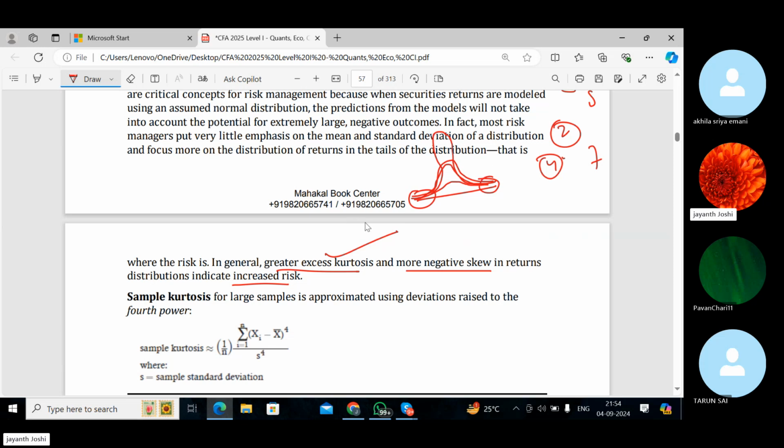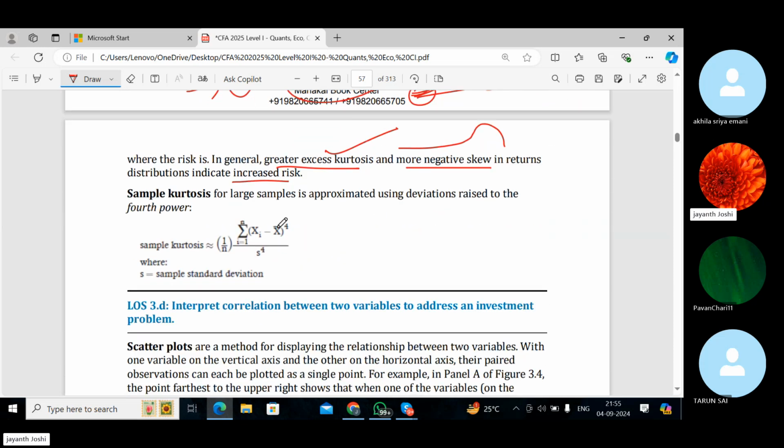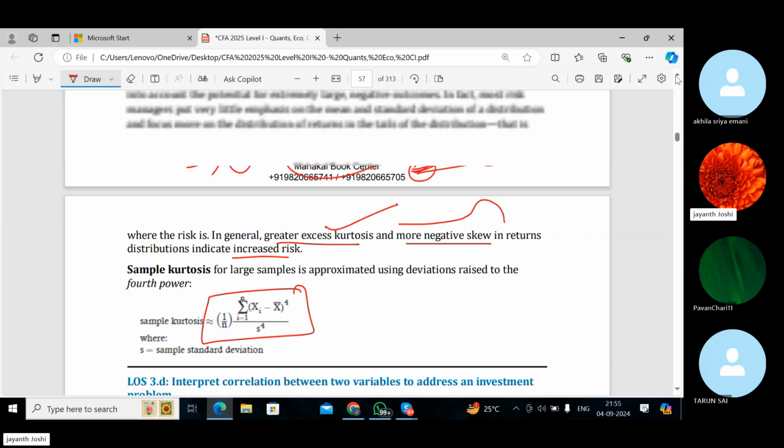In case of excess kurtosis, 3 is what is the acceptable limit. But if it is 7, 8, 9, then you see more and more risk. And if it is more and more negatively skewed, you see more risk. Fine. So this is the formula for kurtosis, which I have already written here as the fourth moment.